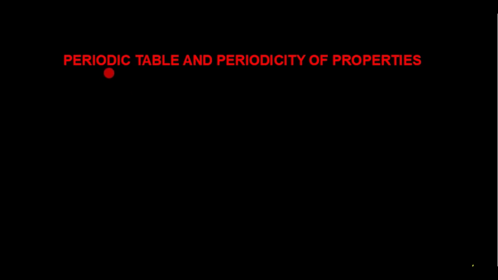This arrangement of elements is based upon a law which is known as periodic law. We must know what is periodic law. According to periodic law, if elements are arranged in the increasing order of their atomic numbers, then their properties are repeated in a regular manner.